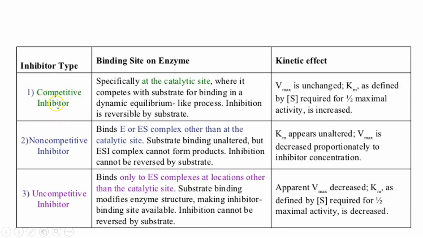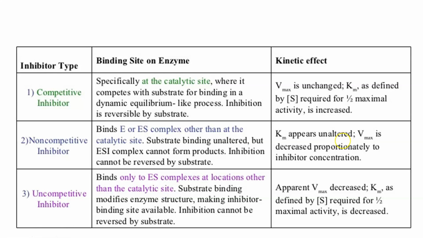But looking at competitive inhibitor, what we see with regards to Km and Vmax is that with competitive inhibition, the Vmax is unchanged, but the Km is changed, because remember, the Km is a measure of how tightly the substrate binds. If you have more inhibitor, you're outcompeting the substrate, therefore you need more substrate. Because you need more substrate, Km will be increased. For non-competitive inhibition, because the substrate doesn't compete for the active site, the Km appears unaltered, it doesn't change.